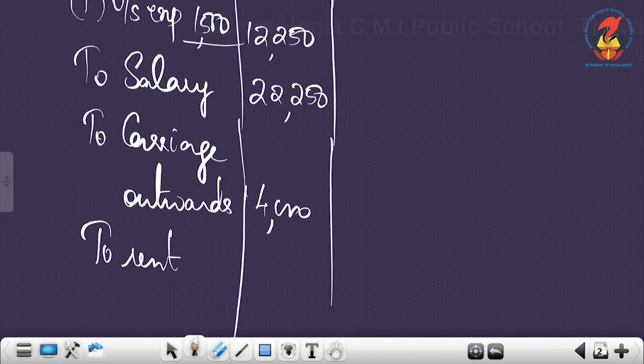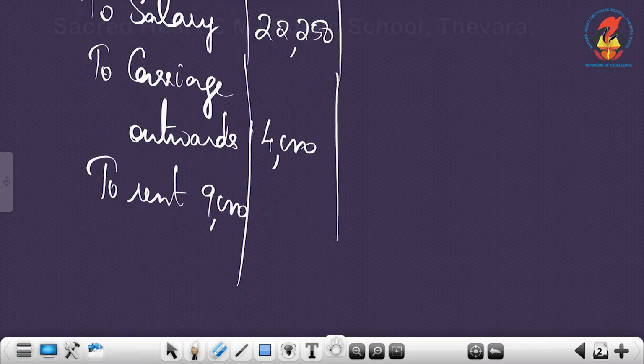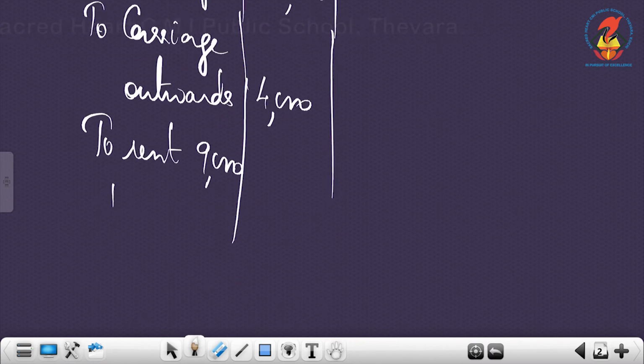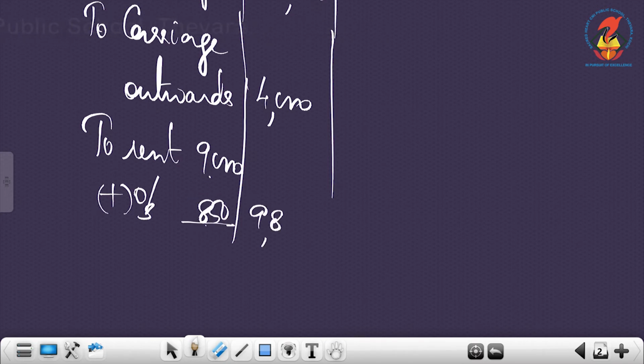Then next we have rent, for which we have an adjustment. Write the amount in the inner column. Rent amount is 9,000. Then we have an outstanding rent amount. So add outstanding 850, so it is 9,850.